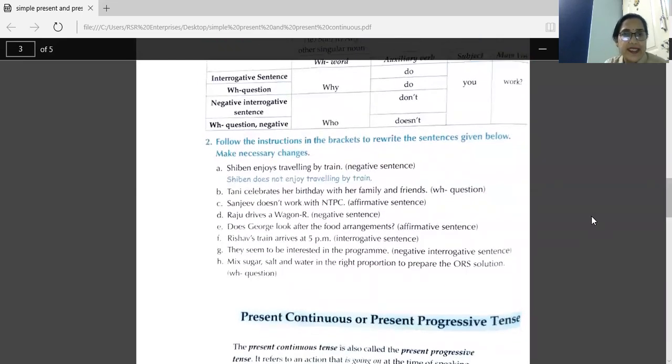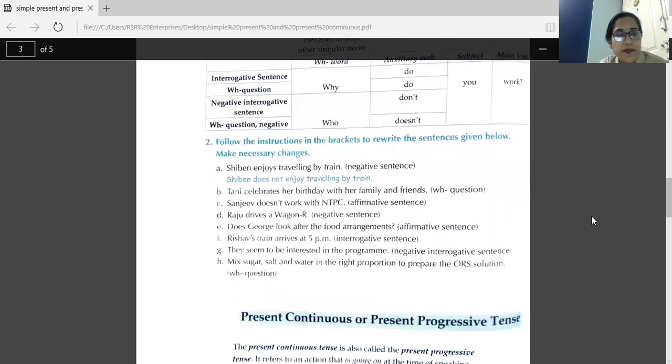Next exercise: follow the instructions in the brackets to rewrite the sentences given below. Make necessary changes. The first is written there. You have to write according to the bracket words. Shebane enjoys traveling by train. You have to change it to a negative sentence. So Shebane is singular, so you will write does not. And since you are using does not, you have to write the main verb without s. So you have does not enjoy traveling by train. Rest of the part as it is.